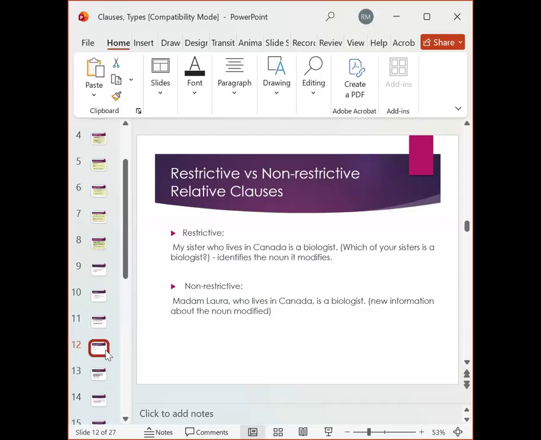So restrictive clause, defining clause; non-restrictive, non-defining. Keep it in mind though, restrictive clauses are defining relative clauses. Non-restrictive relative clauses are non-defining relative clauses. Do you have a question about the explanation I've given so far?